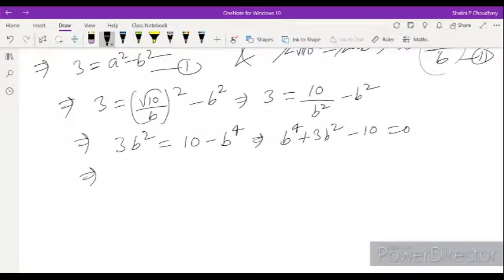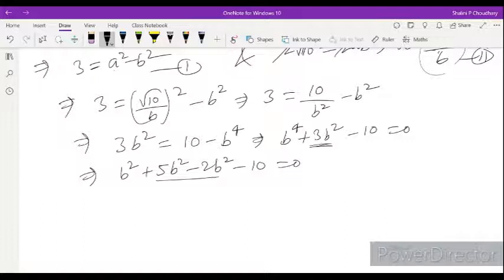Now b square, what can we write for 3b? 5 into 2, minus 5 into plus 2 will be equal to minus 10, or plus 5 into minus 2 will be equal to minus 10. So can we write 5b square minus 2b square? 3b square we can write as 5b square minus 2b square, and minus 10 is equal to 0.